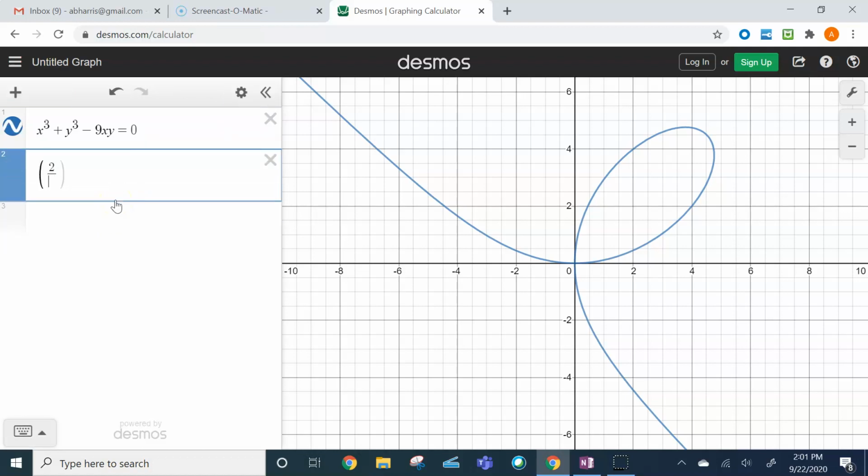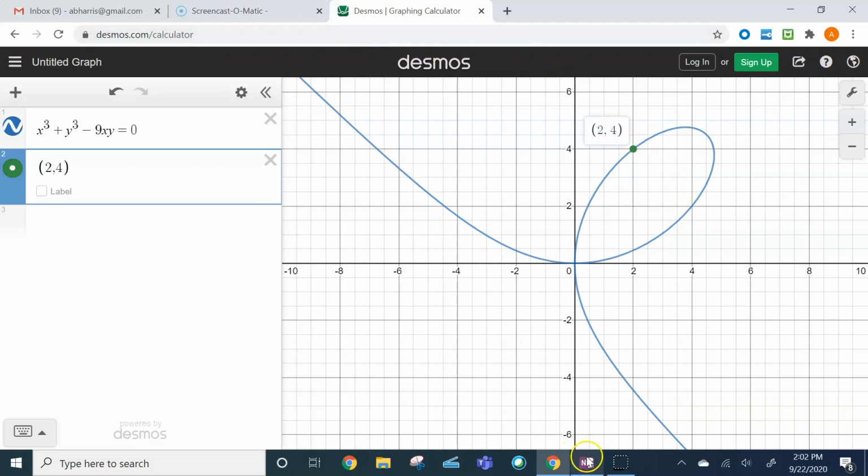Alright, so there's our point (2, 4). What we're going to do is find the equation of the tangent line and the normal. In other words, the line that's perpendicular to the tangent. Sometimes that's called the normal. That's also referred to as the orthogonal.